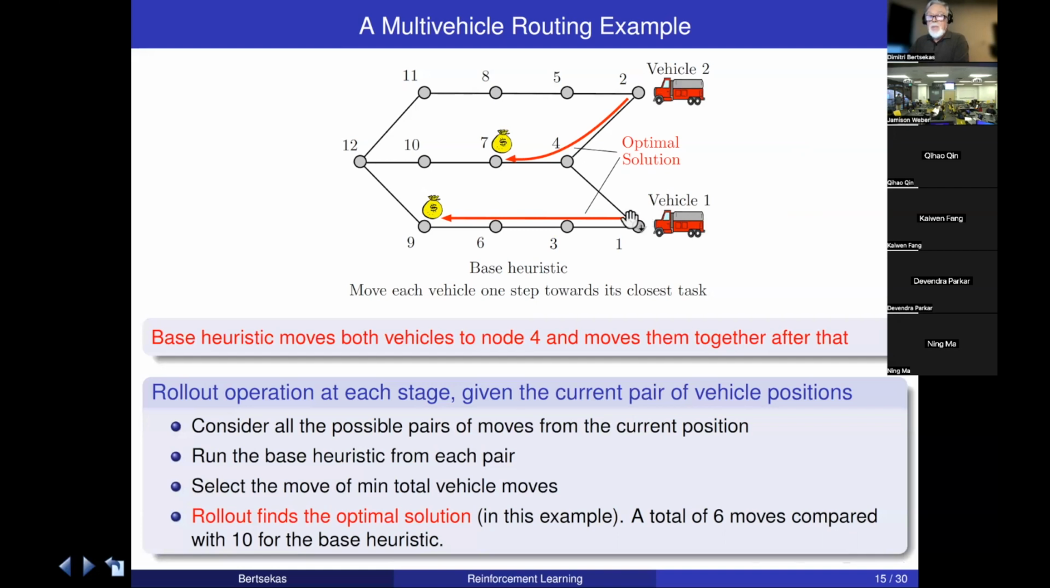Okay, sure. Thank you. The base heuristic bases its decision one step ahead, but it still has to run to the entire trajectory, to the end of the horizon. Okay, thank you. Okay. Any other question?